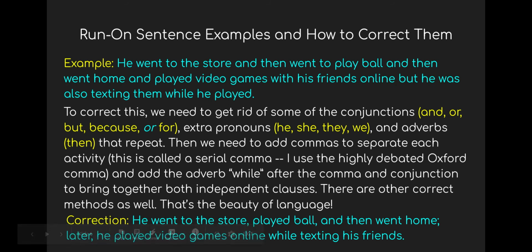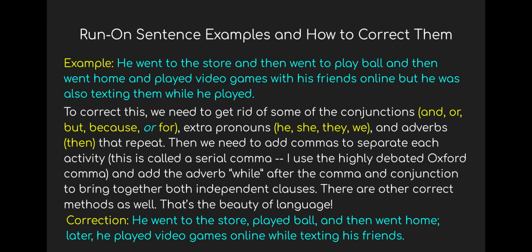He went to the store, played ball, and then went home, period. It stops the reader. So if we want the reader to sort of move on smoothly into the next thought, which is closely related to this thought, then we use a semicolon. Okay, so he went to the store, comma, played ball, comma, and then went home, semicolon. Later, comma. He played video games online while texting his friends.